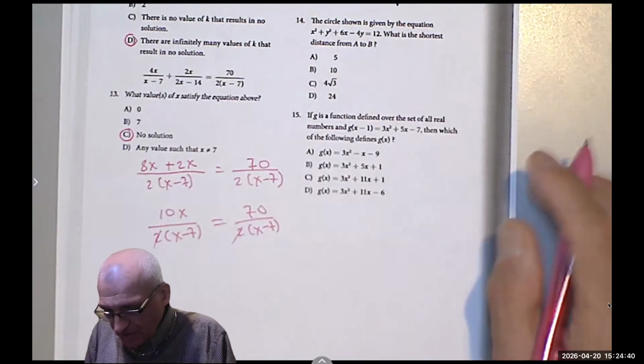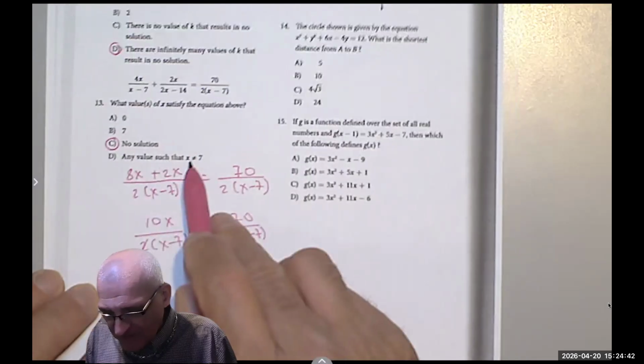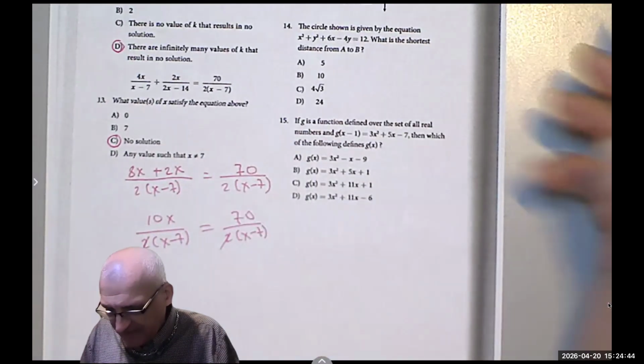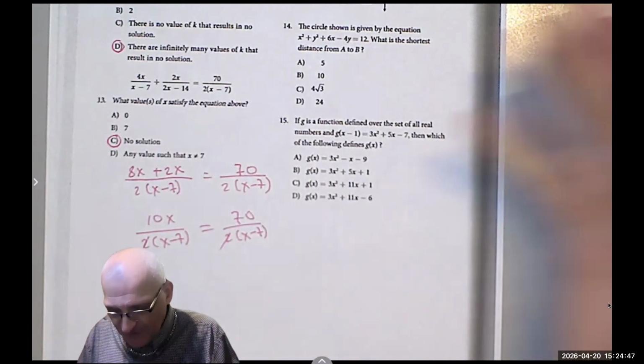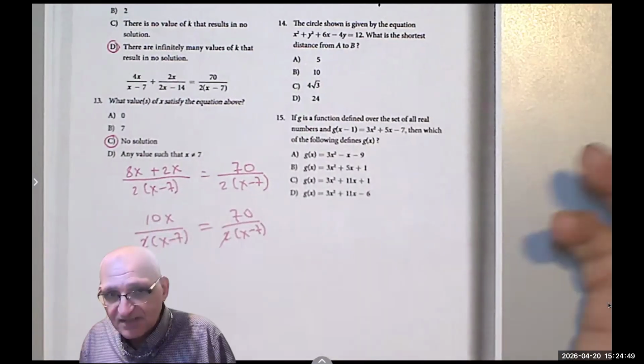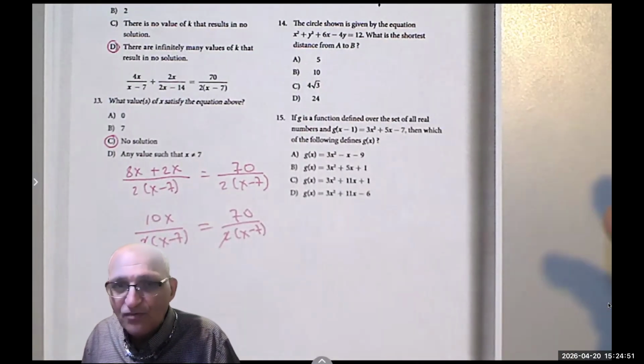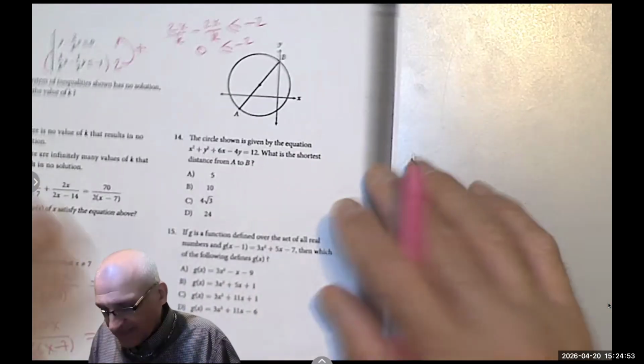Okay, and they tell you any value such that x doesn't equal 7, but what any value? 6, for example? No, 10 times 6 is not 70. And so no value will satisfy that.